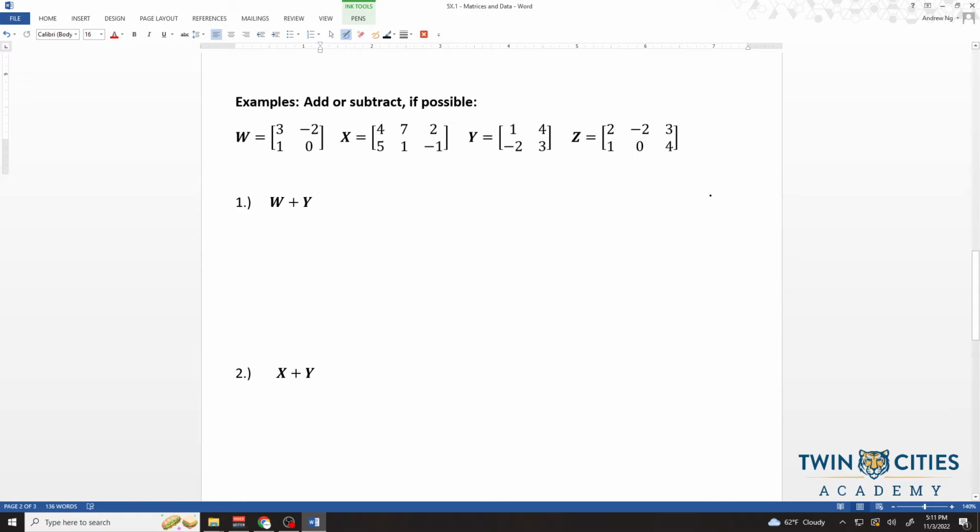What I would do is write down the dimensions for each of these matrices first, just to make it a little bit easier as we're taking a look at these different examples. So W is a 2 by 2 matrix because it has 2 rows by 2 columns. X is a 2 by 3 because it's got 2 rows by 3 columns. Y is a 2 by 2, 2 rows, 2 columns. And Z is a 2 by 3, 2 rows, 3 columns.